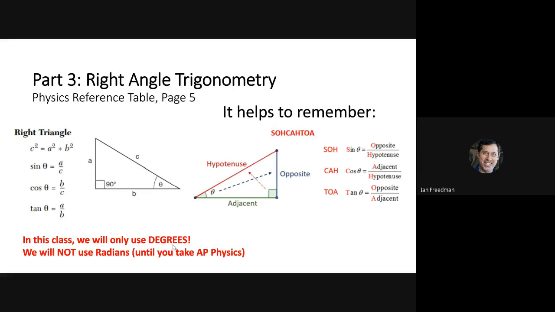Okay, so I could give you some examples. I don't think I need to do that really. Oh, why not, I guess. So if that's your angle, let's just call this a 3, 4, 5 triangle.